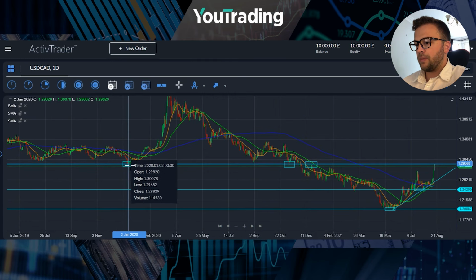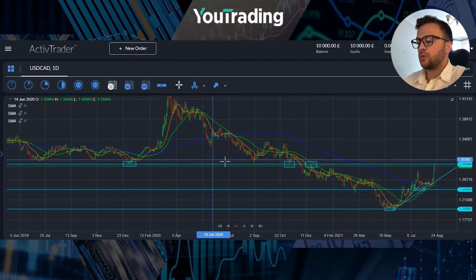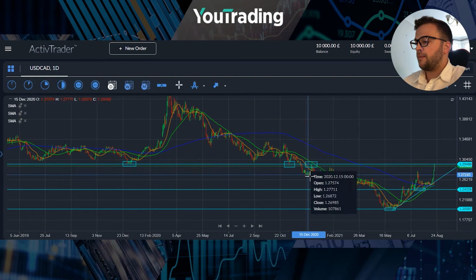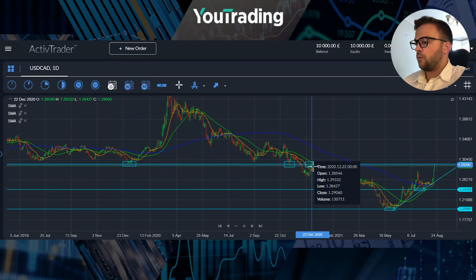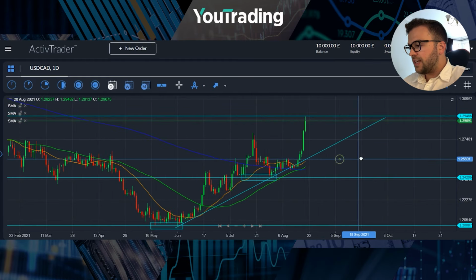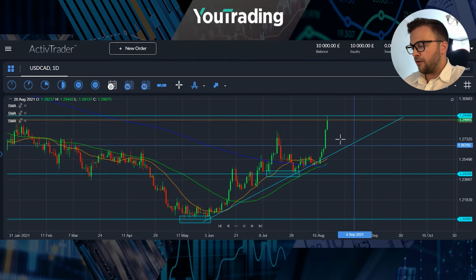And if I really zoom out a long time, you can see back here before the pandemic, January 2020, this was a good area of support. It was a good area of support last November. Then once we broke through it, we came back and tested it, and then it was a strong area of resistance. So yeah, pretty much you can see this is a really strong area.